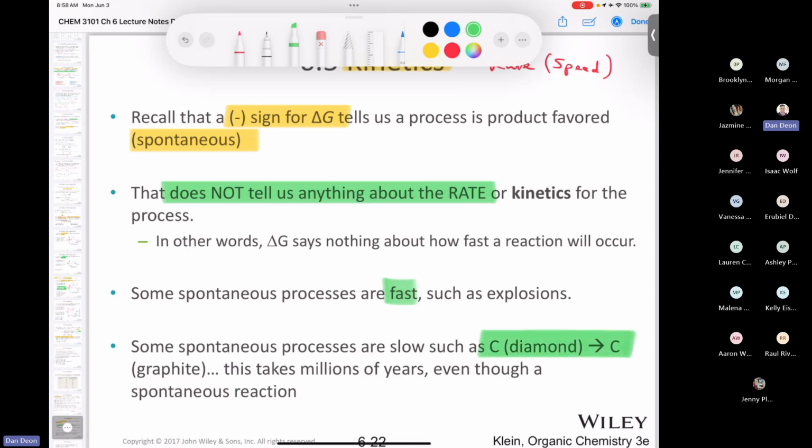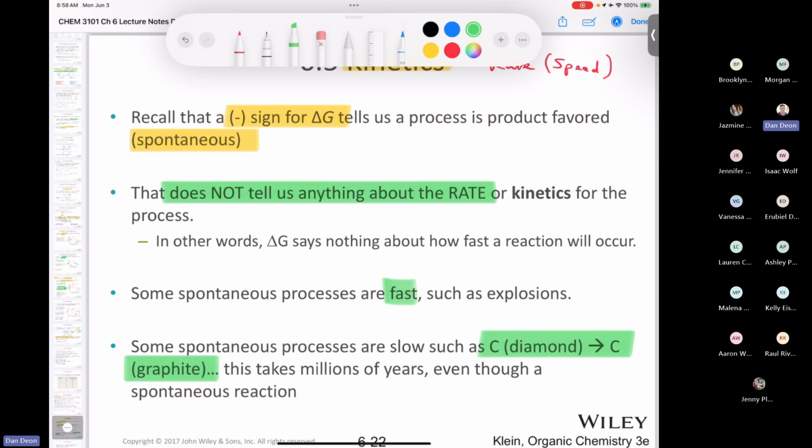However, there are spontaneous reactions like this one. Carbon diamond, so diamond is just an allotrope of carbon, like your diamond earrings or your diamonds in your necklace. Graphite is also another allotrope of carbon, which is found in your pencil. The reaction of carbon going from a diamond to graphite is spontaneous. It's got a negative delta G, so you might look at that and be like, oh no, all my diamonds are going to be converted into useless pencil graphite. Sure, it will happen, but it takes millions of years.